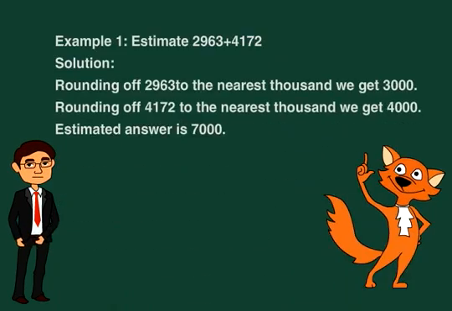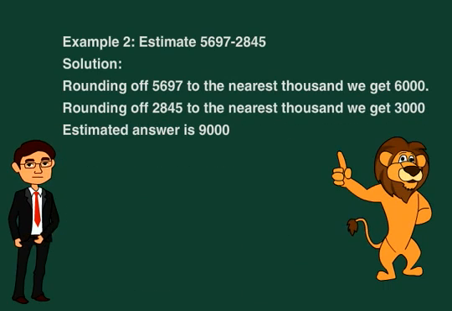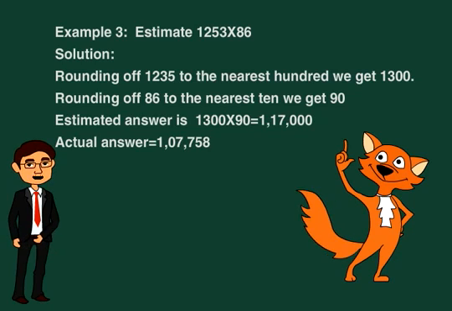Estimate 2963 plus 4172. Rounding off 2963 to the nearest 1000, we get 3000. Rounding off 4172 to the nearest 1000, we get 4000. Estimated answer is 7000. Estimate 5697 plus 2845. Rounding off 5697 to the nearest 1000, we get 6000. Rounding off 2845 to the nearest 1000, we get 3000. Estimated answer is 9000.